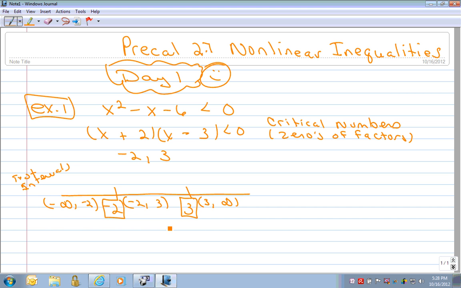Now, I always test 0 first because it's the easiest number. Some people like to test right to left. Some people like to test left to right. It does not matter. So I'm going to start right here in the middle, and I'm going to use 0 as my test since it's between negative 2 and 3.